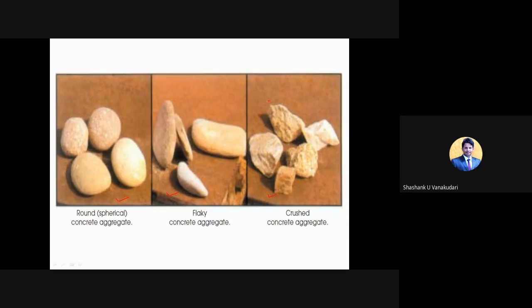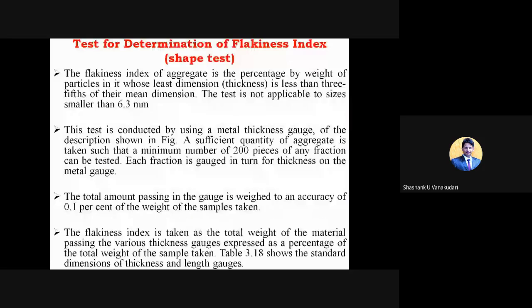Basically, we use crushed concrete aggregates in concrete, and flaky and other rounded particles are rarely used. But as per the Indian Standard Codebook suggestions, they should have well-graded aggregates in the concrete structure, so that they give better interlocking between them. And here we have certain tests for the determination of flakiness index. Clear? That comes under the shape test.